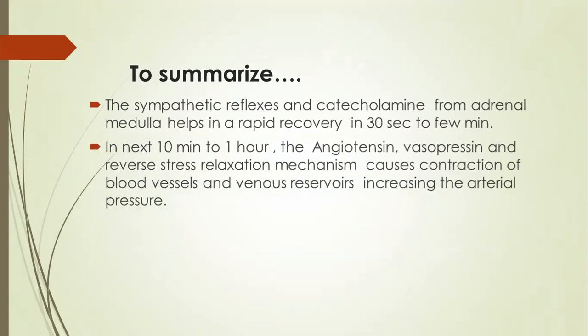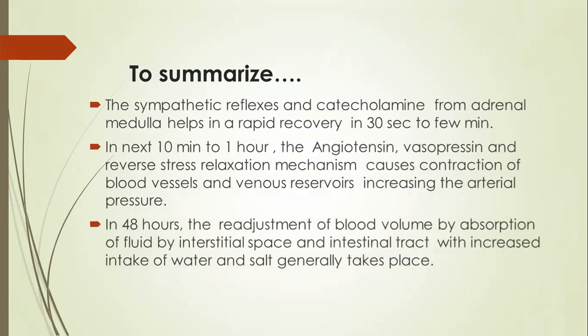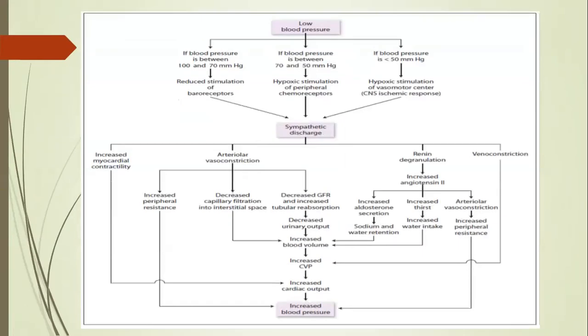Then in the next 1 hour, angiotensin, vasopressin, and reverse stress relaxation come into play and cause contraction of blood vessels plus the veins, again increasing the arterial blood pressure. And in the next 48 hours, the adjustment of the blood volume takes place by absorption of fluid from the interstitial space and intestinal tract, with increased intake of water and salt, to maintain the blood volume and thus the cardiac output. So you get these three stages: immediately the sympathetic reflexes plus the catecholamines; in 1 hour, the angiotensin, vasopressin and reverse stress relaxation; and in the next 48 hours, readjustment of blood volume. So this is what happens in the compensatory type of shock condition.